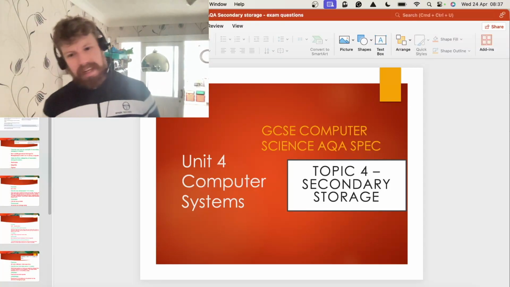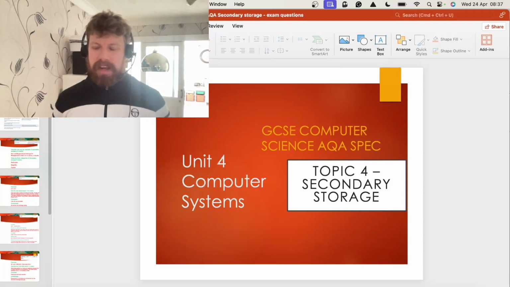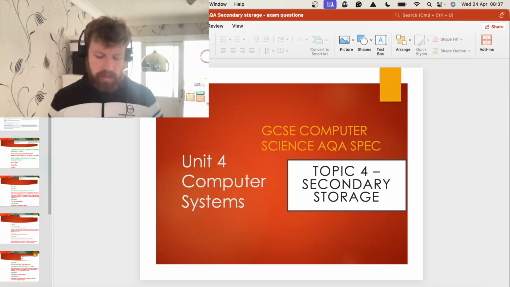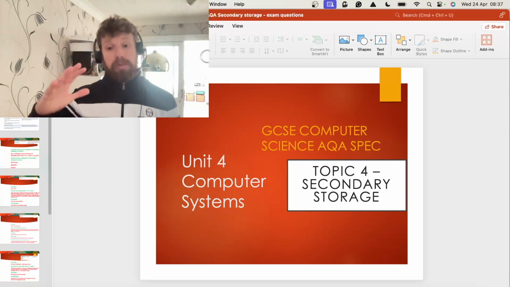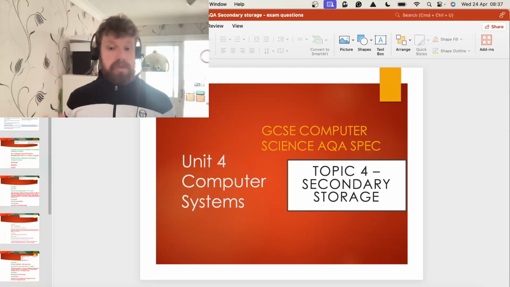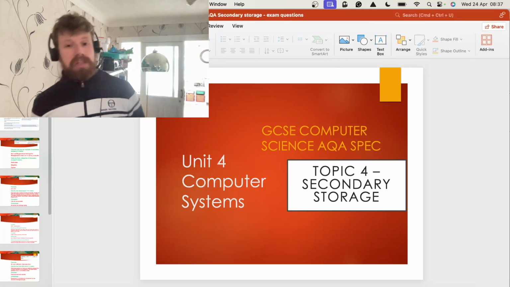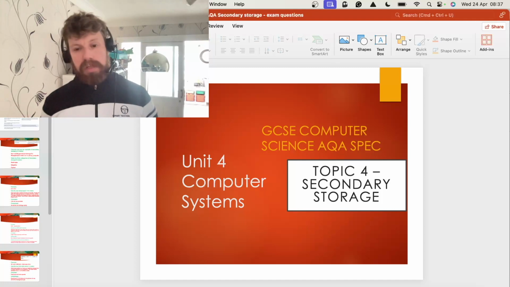Hello everybody. Today's lesson is all going to be on secondary storage. Now, what this series is all to do with is giving you as little as possible to remember and still being able to access the top marks in any GCSE Computer Science spec. Today, particularly being the AQA spec.